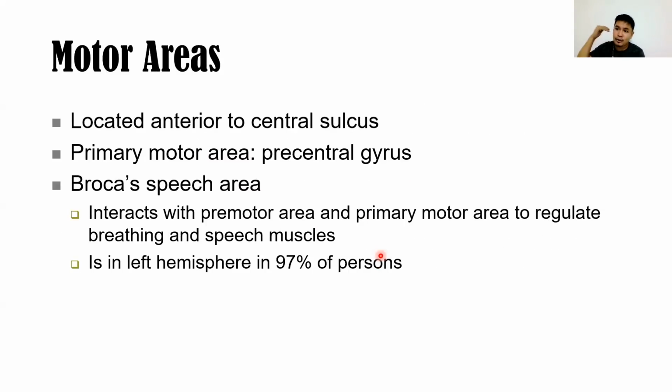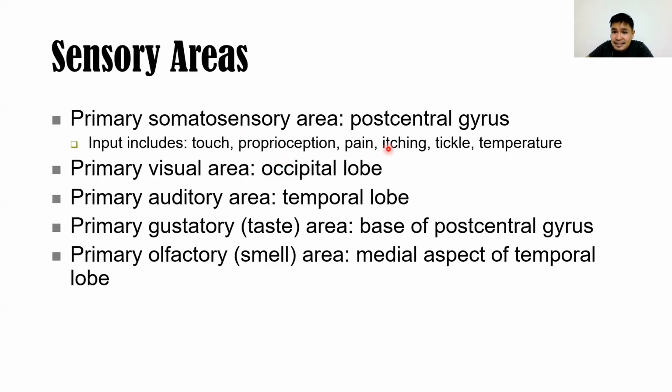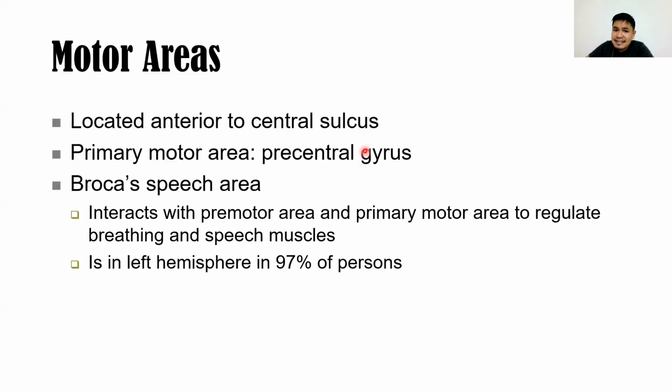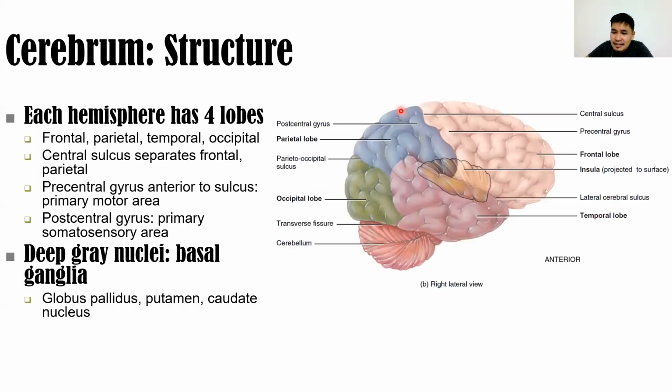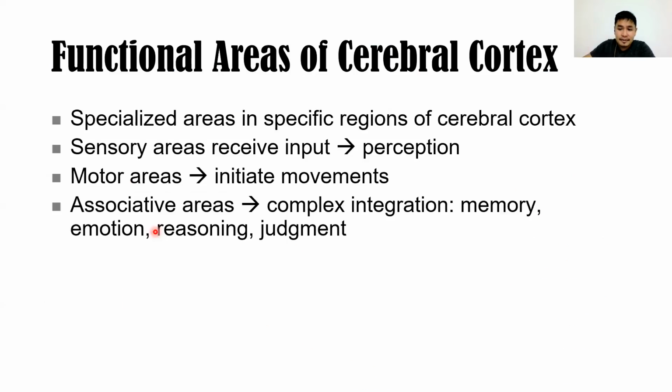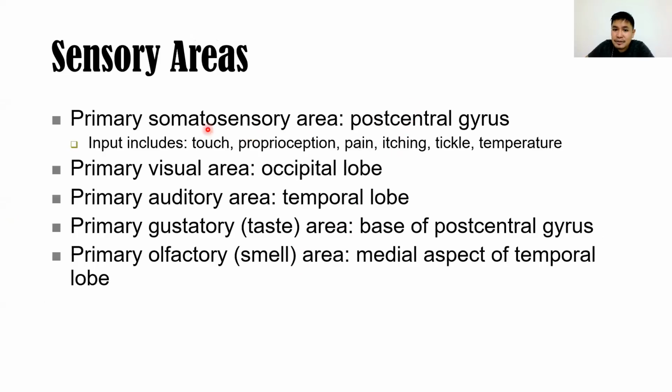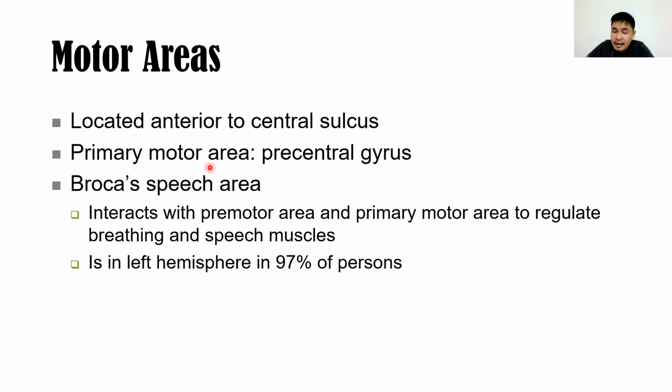How about motor areas? What is our action? What is the movement we want to do? Located anterior to the central sulcus. So sensory areas, post-central gyrus, behind the central sulcus. Motor areas, in front of the central sulcus. Remember this one? Central sulcus, anterior would be the primary motor area. Action. Post-central gyrus, posterior to the central sulcus, somatosensory area. Post-central, somatosensory area. Primary motor area, pre-central gyrus.